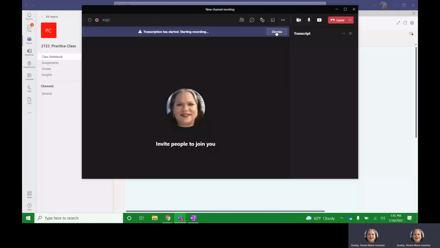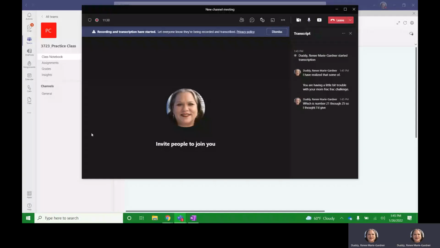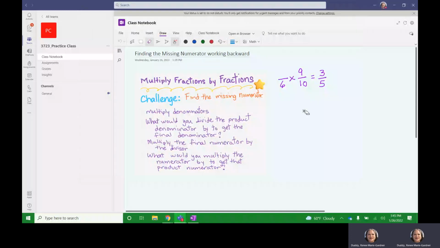I have realized that some of you are having a little bit of struggle with your frac by frac challenge, which is numbers 21 through 25. So I thought I'd give you a little bit of an example of how we do these problems. This is a challenge, but I do expect you to complete it, and you are to find the missing numerators. I've written some steps down first.